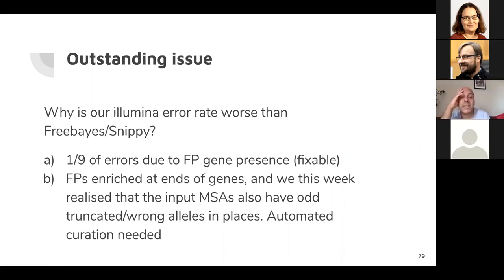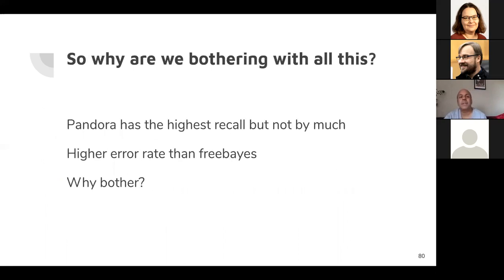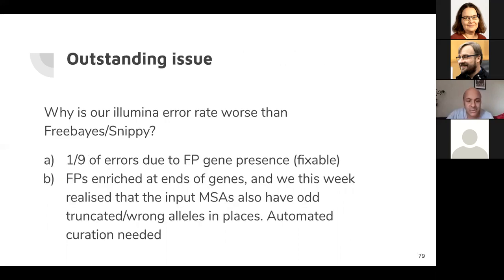debugging it. So 1/9 of our errors are due to Pandora falsely positively saying a gene is present. And that's actually fixable. There are multiple ways to fix that, including simple threshold filters. But the second thing is that false positives, we only discovered this week, are enriched at the ends of the genes, and some of our input multiple sequence alignments, which we built from, have some truncated and wrong alleles in various places. So we're going to have to curate that. That's my hope for what will fix that, but I have no idea if it will work yet. So that's just airing our dirty laundry, essentially.